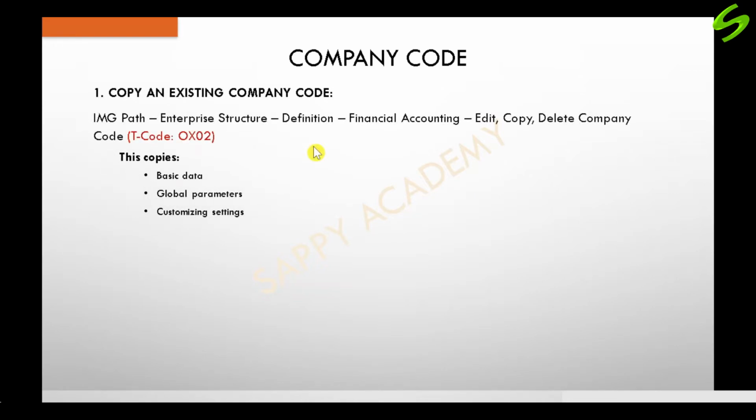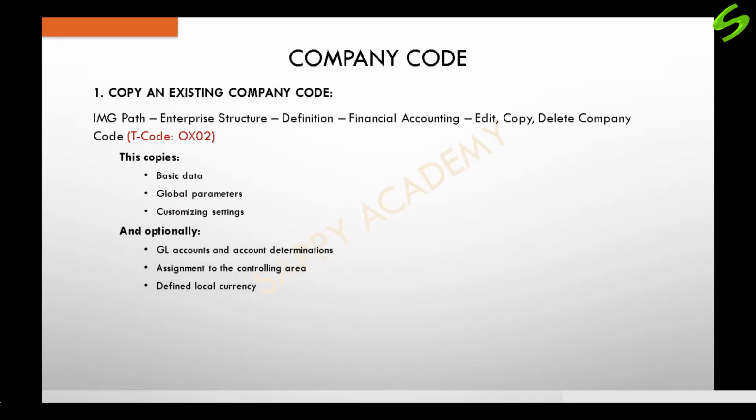To copy a company code, we can either use the IMG path or the transaction code OX02. This copies the basic data, global parameters, and customizing settings. And optionally, we can choose to copy GL accounts and account determination, assignment to the controlling area, and the defined local currency. Since these settings may or may not be the same for the new company code. For example, the local currency of the company may be different than the reference company code.